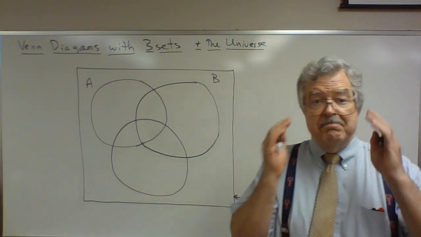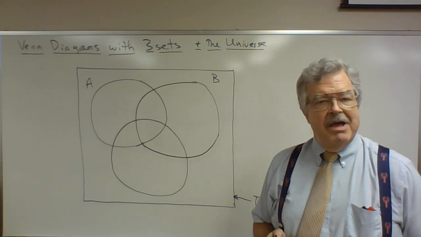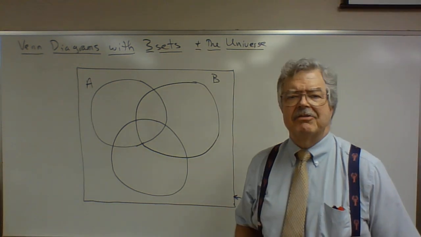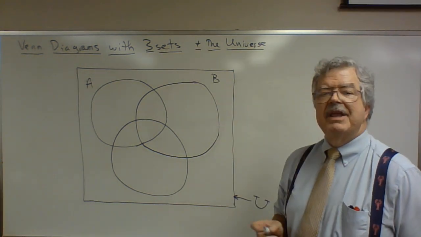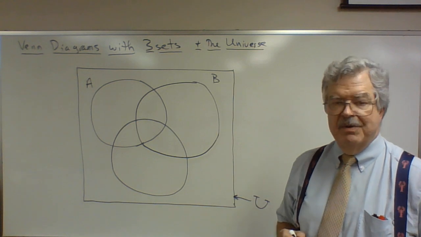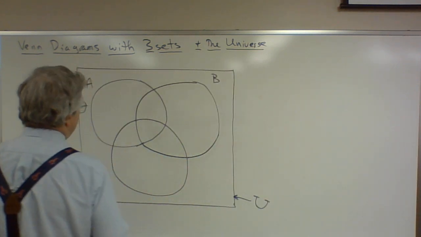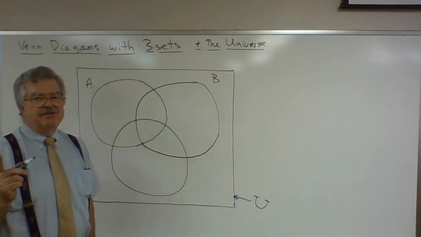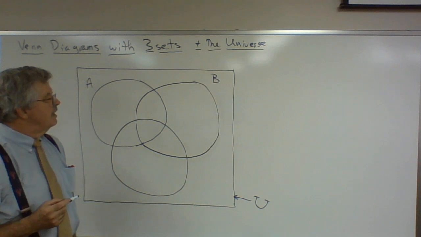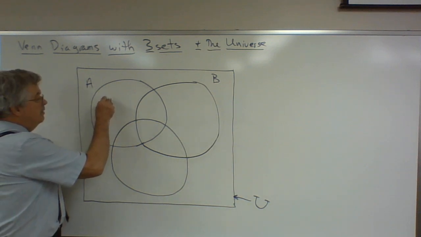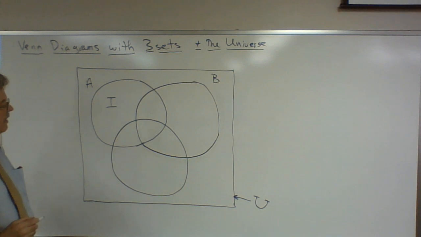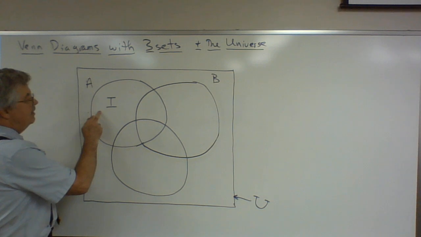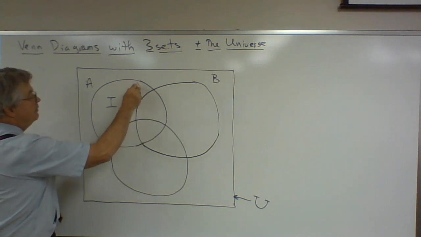And according to the method that was in our text, and this is the standard method, you'll find this in any text, we number each of the disjoint unions. All of these disjoint regions are going to be numbered. One, this is the set of all objects that are in set A and nowhere else. So here's one.